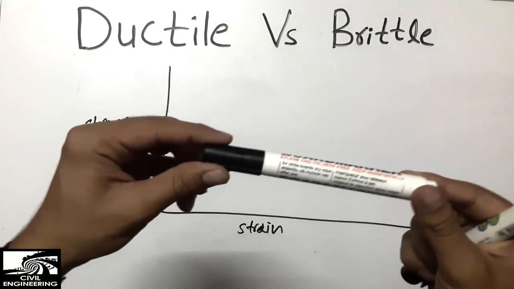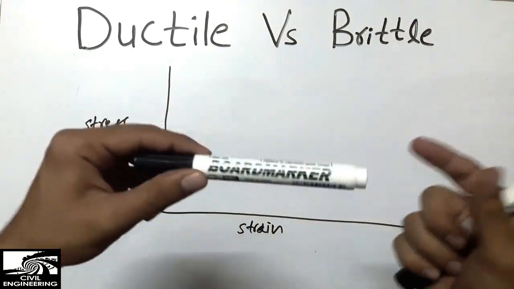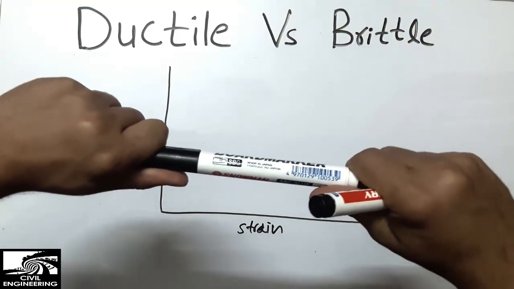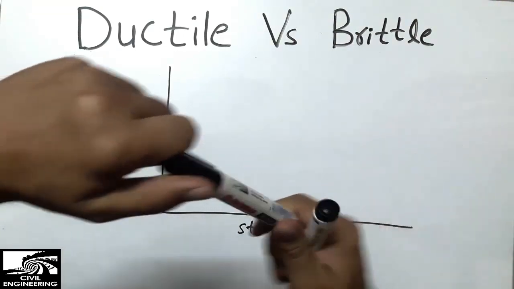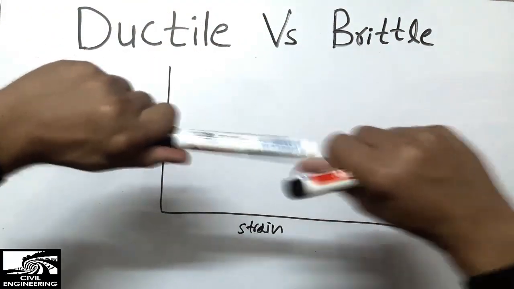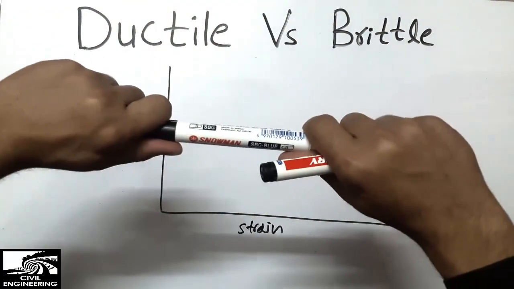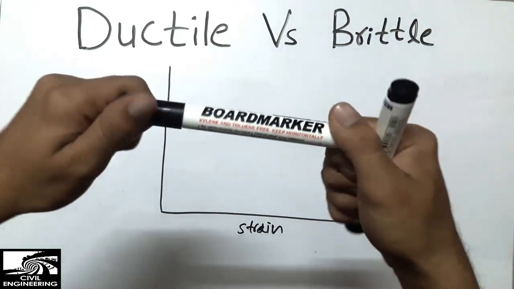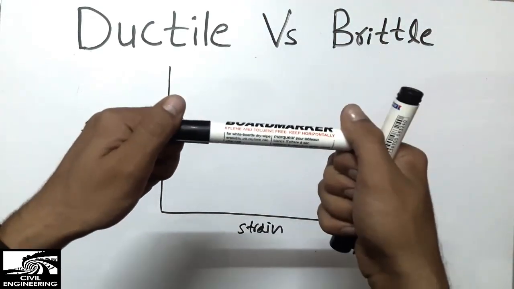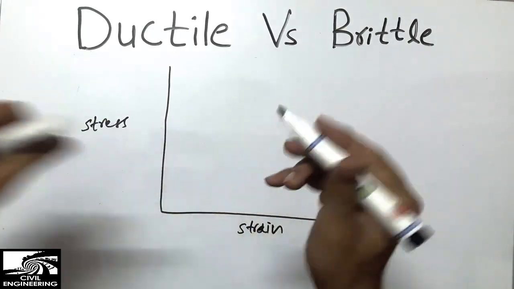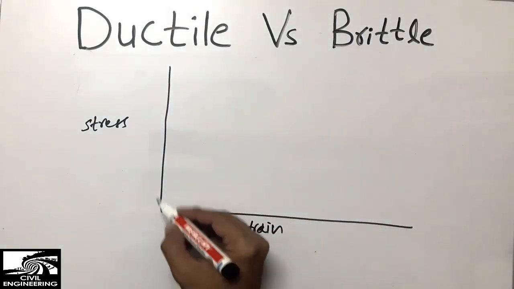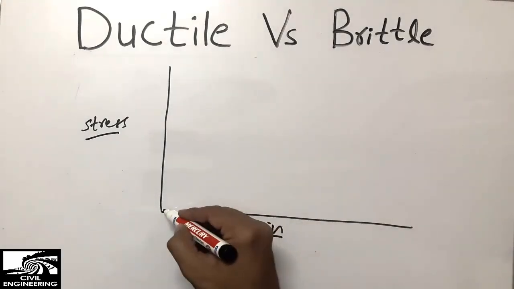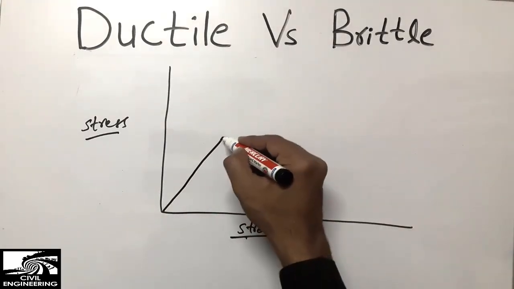For example, this is a steel bar, grade 60 or grade 40, and I'm going to elongate it by applying tensile forces, pulling it in opposite directions. I'm acting tensile forces on this steel bar. I take an example of this. So what will happen when I'm applying a force, a stress? The strain will also develop in this material, so the graph will go like this.